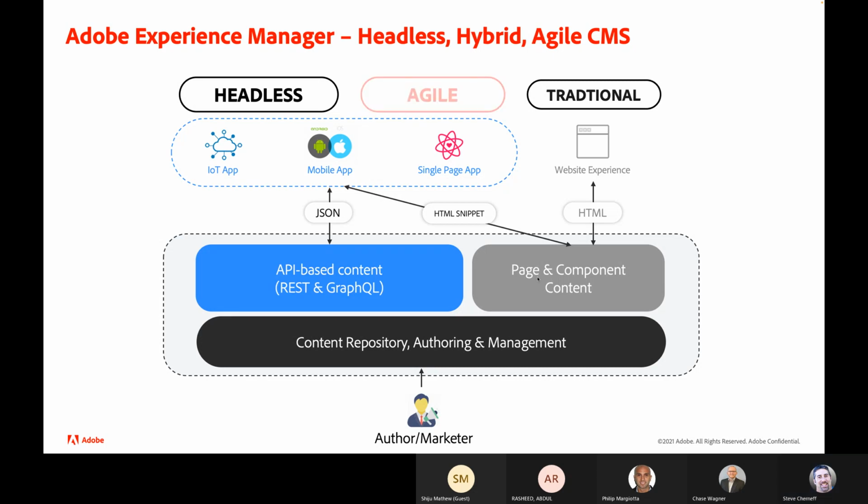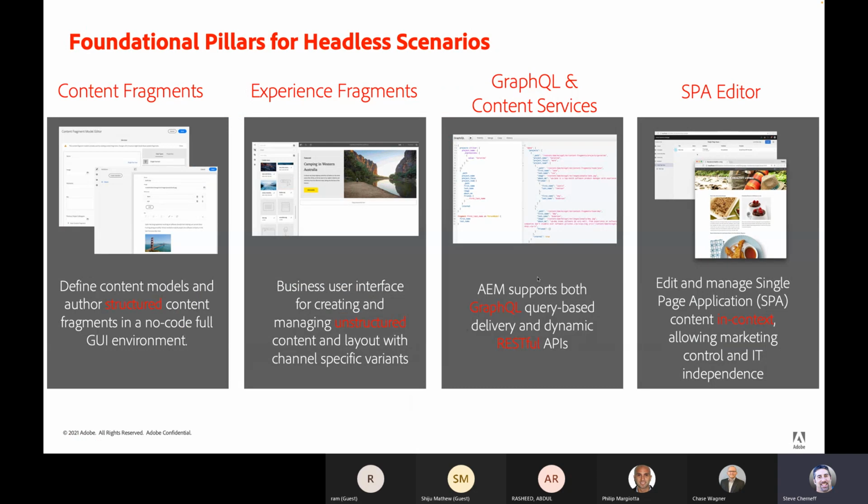Okay? So what we now term AEM is not just a traditional CMS or a headless CMS. It's both at the same time. We refer to that as an agile CMS. Some people use the word hybrid CMS, where we can do both headful or traditional content as well as headless content. So how do we do that in AEM? The key features or functions that we built into AEM that allow for this headless content authoring and delivery are these four main points.